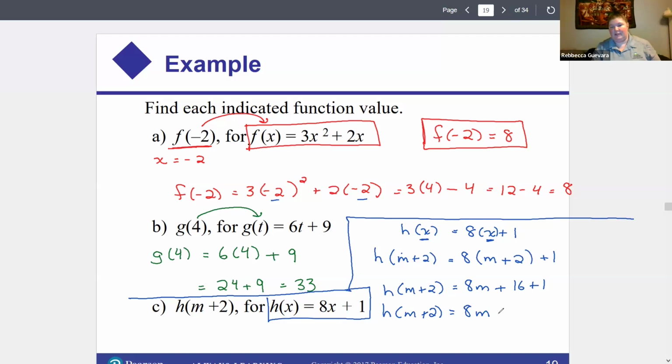And we've basically made ourselves a new function. This is just a new function that we have with a different function name. We started out with h representing 8x plus 1. Well, h of m plus 2 represents 8m plus 17. I know it's a lot to take in, but like I said, it's just constructing what we're going to call new functions. This is something we will use again in the future, which is why we're starting to practice with it now.